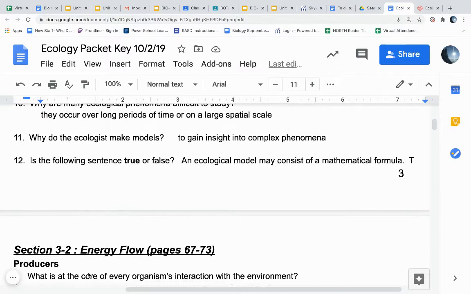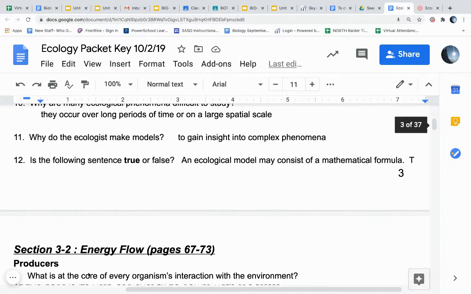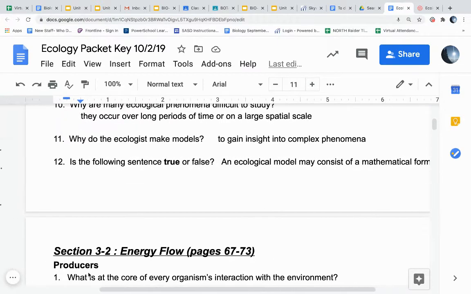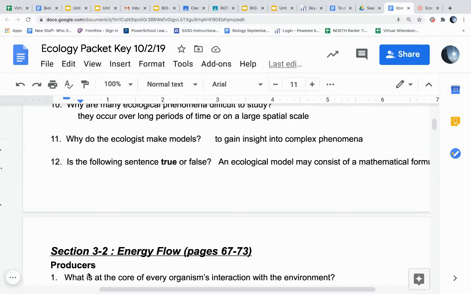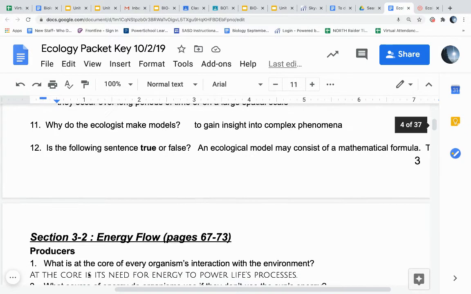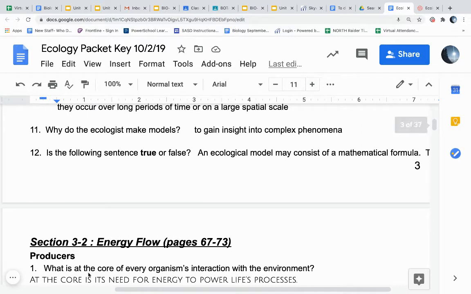All right, now let's move on to section 3.2 on energy flow. What is at the core of every organism's interaction with the environment? So essentially, all energy comes from the sun, right? So at the core of every organism's interaction is its quest, its craving for energy, essentially. It needs energy to power its life processes like growth, like development, like cellular respiration, for example. And we'll talk about that going forward.